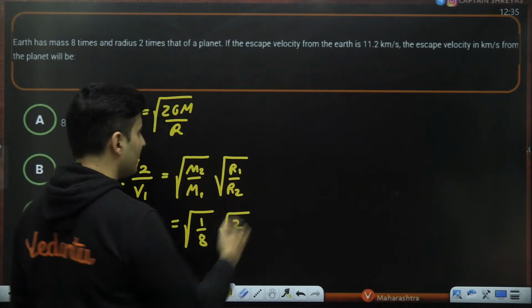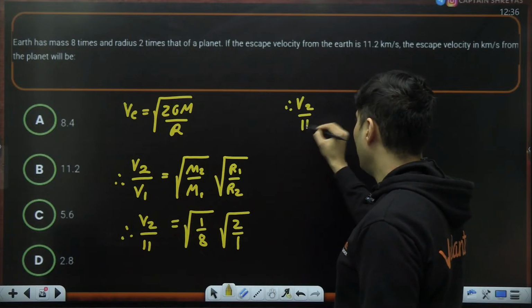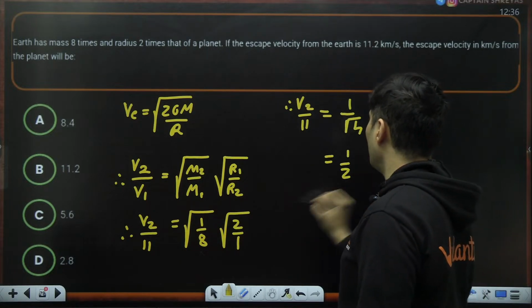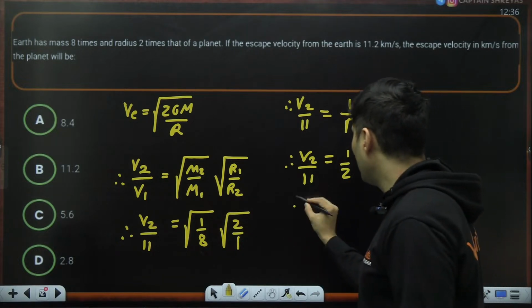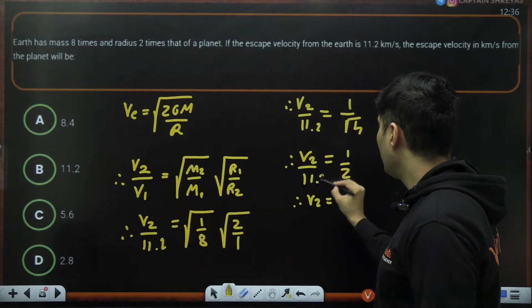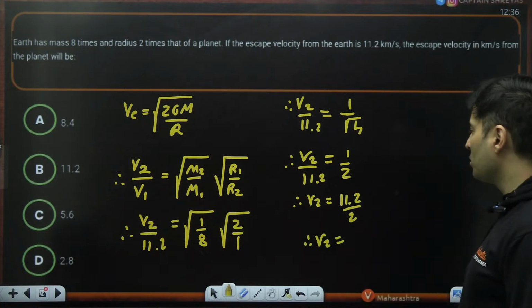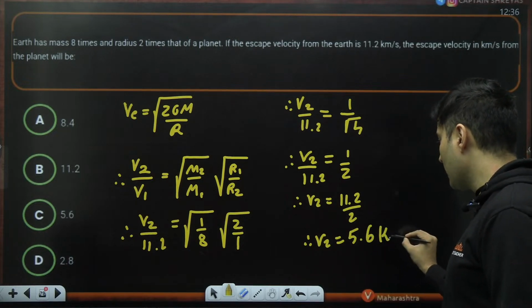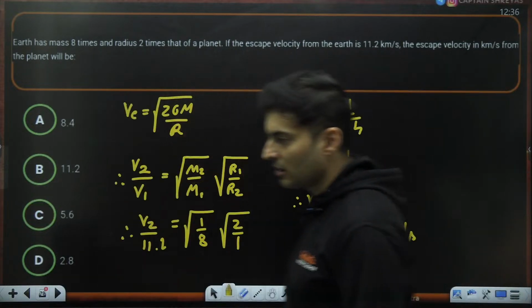Okay. So this will become V2 by 11.2 is equal to 2 by 8, which is 1 by 4. So 1 by root 4, which is 1 by 2. So V2 by 11.2 is nothing but 1 by 2. So V2 will be 11.2 divided by 2, which is 5.6. 112 divided by 2 is 56. So 5.6 kilometers per second. So that is your escape speed. Just check this out. Yes, option C.